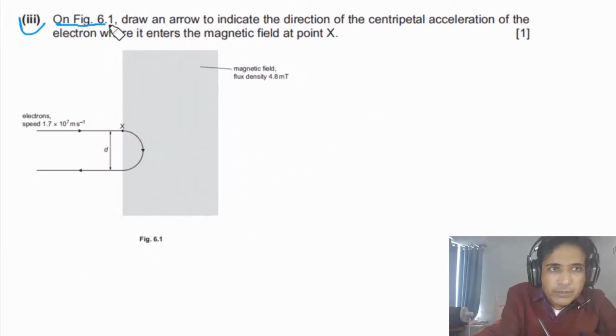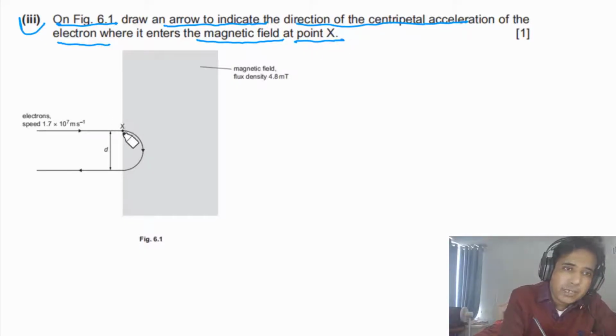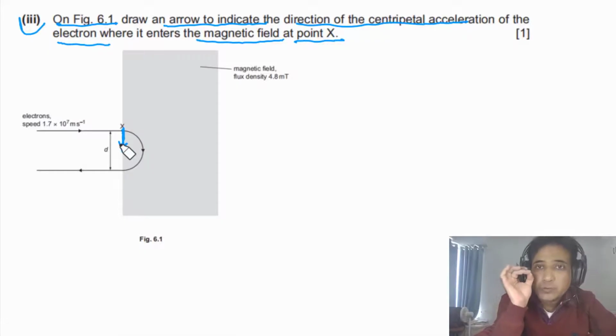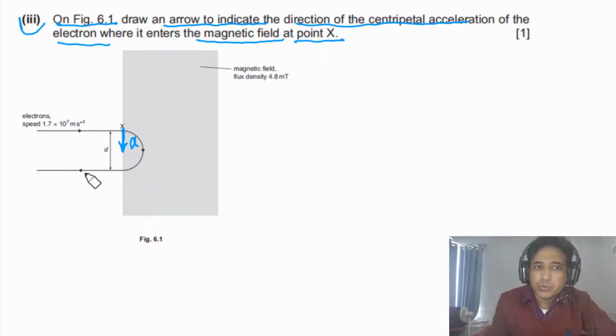Third part says, on figure 6.1, draw an arrow to indicate the direction of the centripetal acceleration of the electron where it enters the magnetic field at point X. We have already discussed that at point X, the magnetic force on this particle is in the downward direction, and this is the resultant force acting on the electron, and acceleration is also in the direction of the resultant force. So this is the direction of centripetal acceleration at this point. So simply you need to draw this arrow.